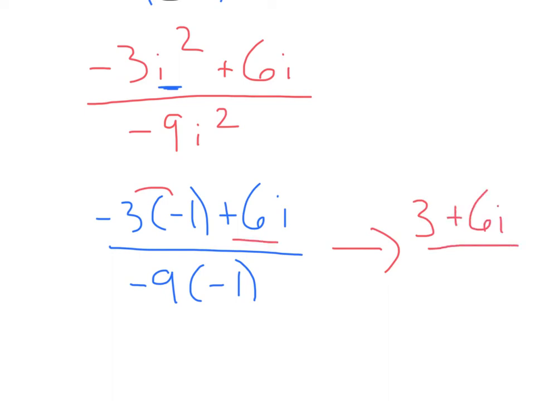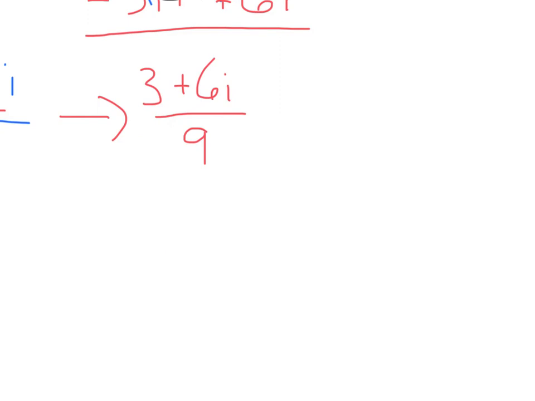And in the denominator, we notice our conjugate worked. We have no more i down there, and we just are left with negative 9 times negative 1, which is a positive 9. For further simplification purposes, let's go ahead and rewrite this big fraction as the sum of two different fractions.